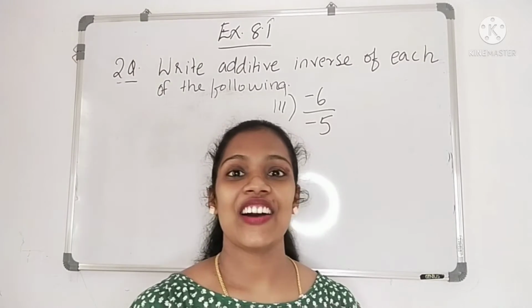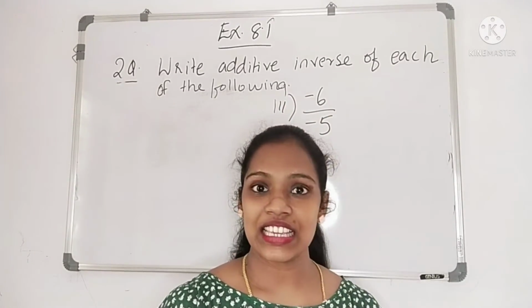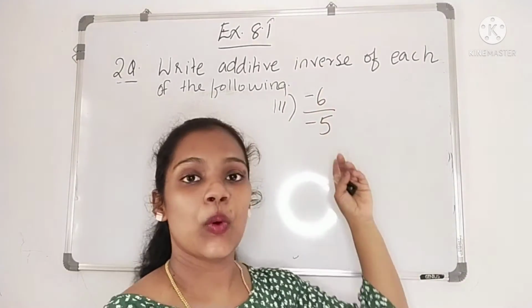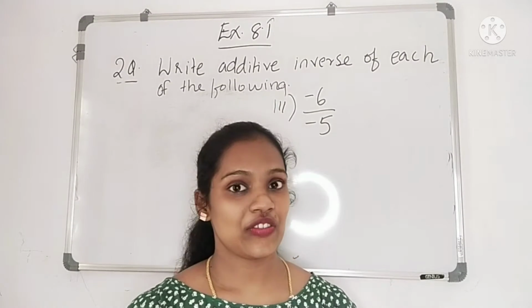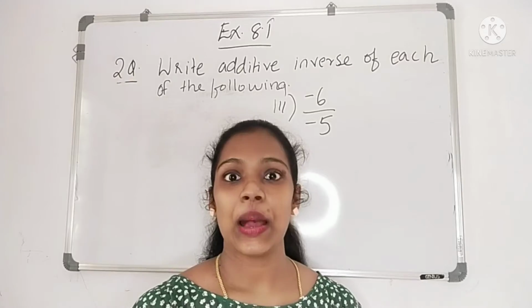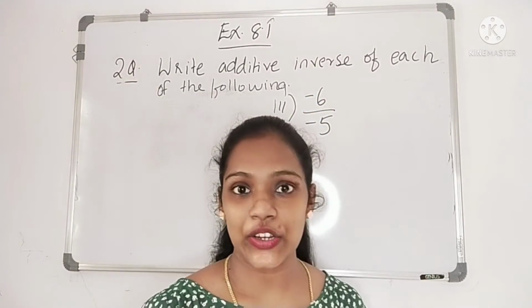All of you listen here. Our third question is minus 6 by minus 5. Here you can see minus in both the numerator and denominator, right? In our last question, we had only one negative sign, but here we have a negative sign both in the numerator and in the denominator.